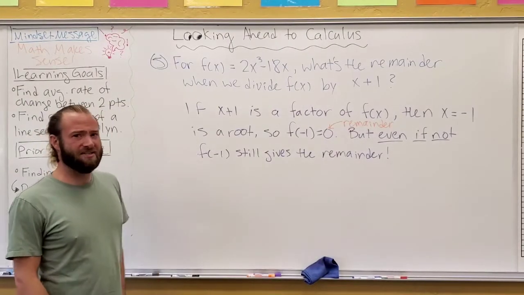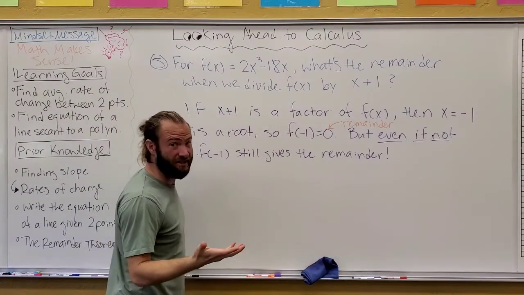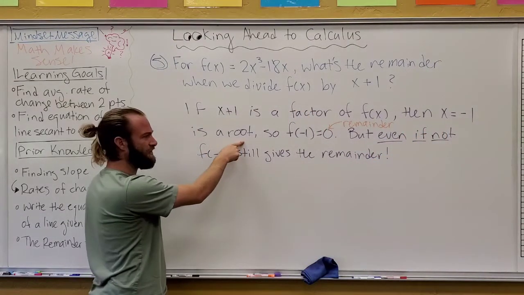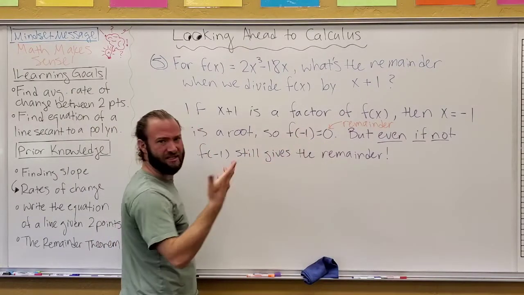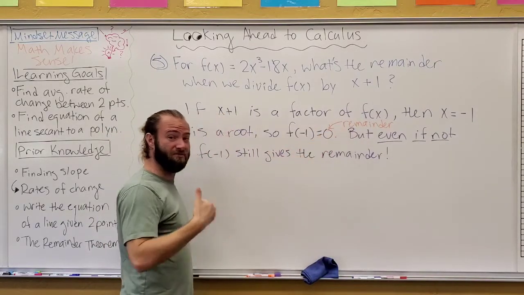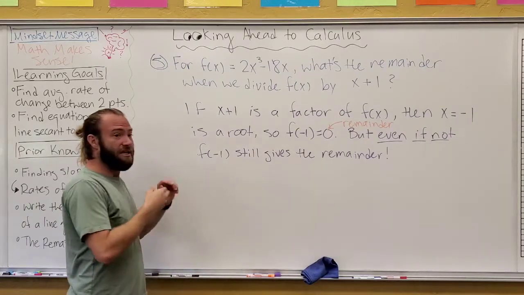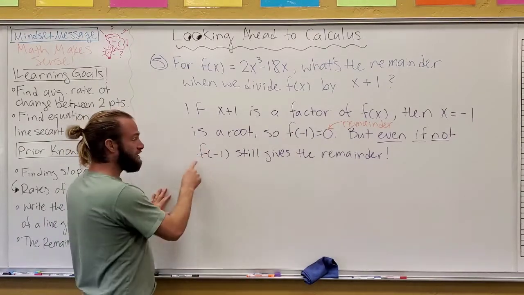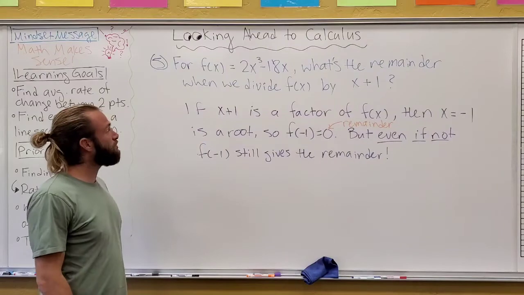So the first important fact to remember is that if x plus 1 were a factor, it turns out it's not here, but that would mean that x equals -1 is a root, and we've been talking about that lately. And again, that means that f of -1 equals 0, right? If it's a root, that's an x-intercept. But this 0 also stands for the remainder if we divide it. If it evenly divides, that means the remainder is 0. So the cool thing is, the remainder theorem says even if it's not divisible, if you plug -1 in, it still gives the remainder. So this can be used to answer this question.